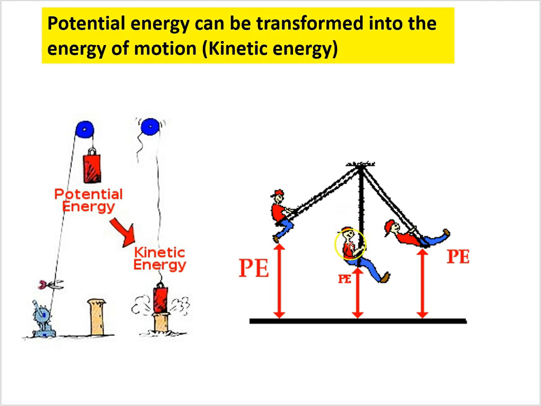Well, that difference in height is a difference in potential energy, and that's going to be converted into the energy of motion. And that energy of motion is going to be converted into potential energy again. So that energy is going to move the child higher up to some highest point, and we're increasing the potential energy again. So the swing then is an example of how potential energy can be converted into kinetic energy, and kinetic energy back into potential energy.